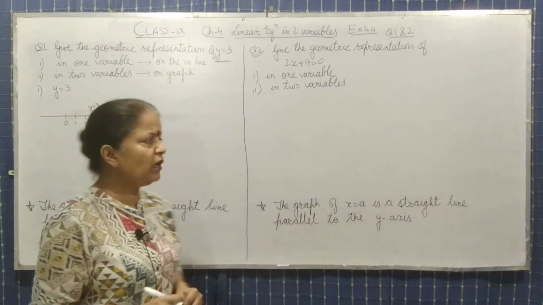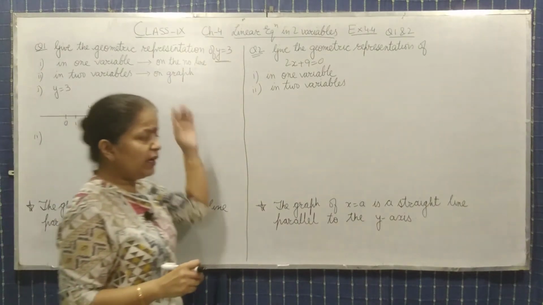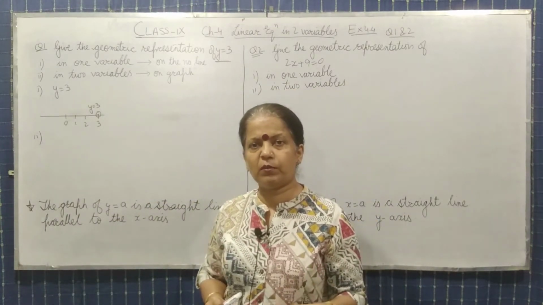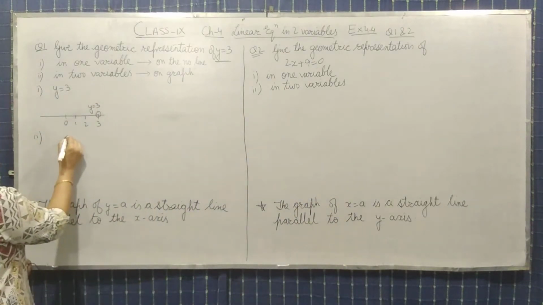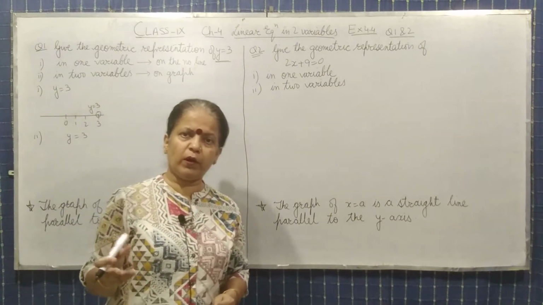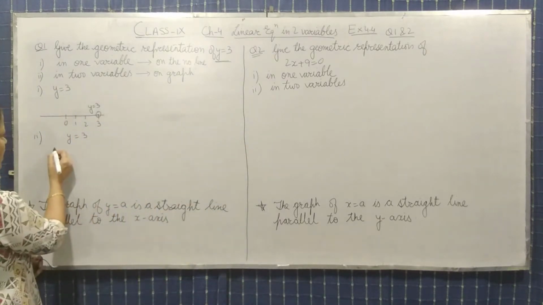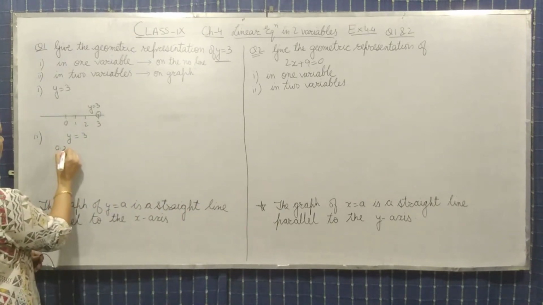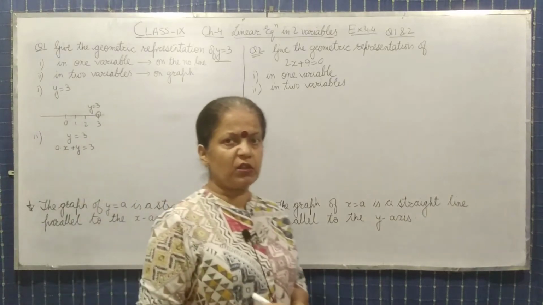Second part. In the second part, they have asked to represent it in two variables. Since they are talking about two variables, it means it will be the concept of x and y. So here it is written y equal 3. So what will we do? We will rewrite it as a linear equation in two variables. How will you convert it? We already did it in the first exercise. You will write it as 0x plus y equal 3.